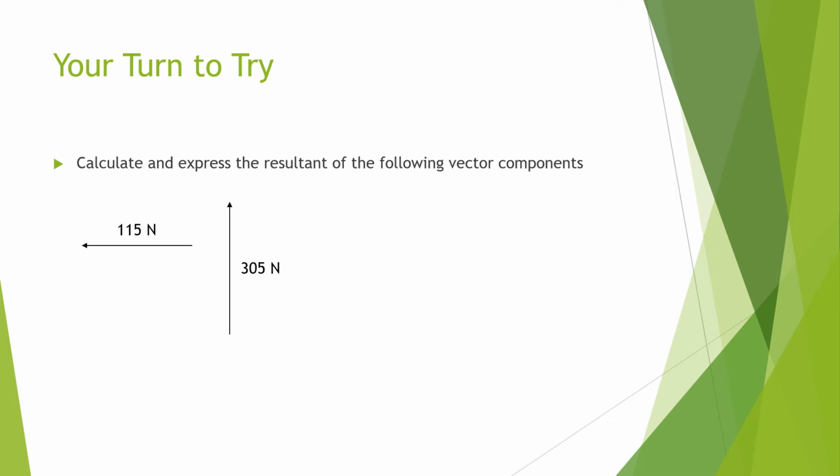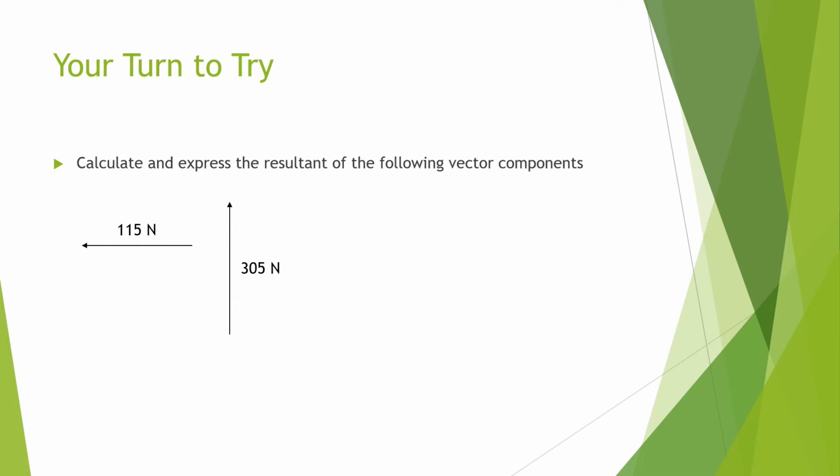Now it's your turn to try. I want you to pause the video once I pull it up. Give this a shot, and then when you come back, I'll walk you through this solution. So we're going to again calculate and express the resultant of the following vector components. We have a 115 Newton vector to the left and a 305 Newton vector upwards. Pause the video here, and when you come back, I'll walk you through the explanation.